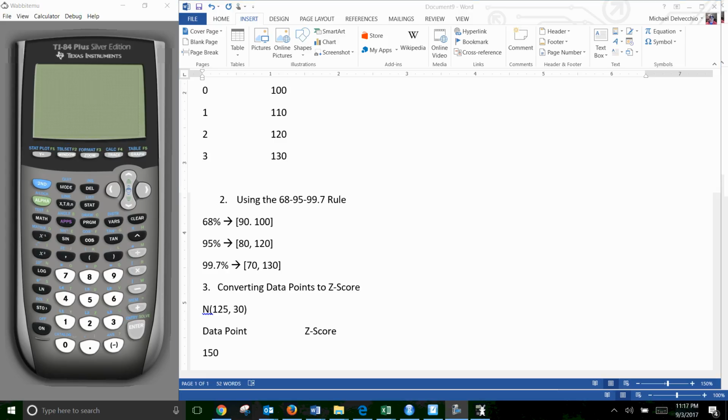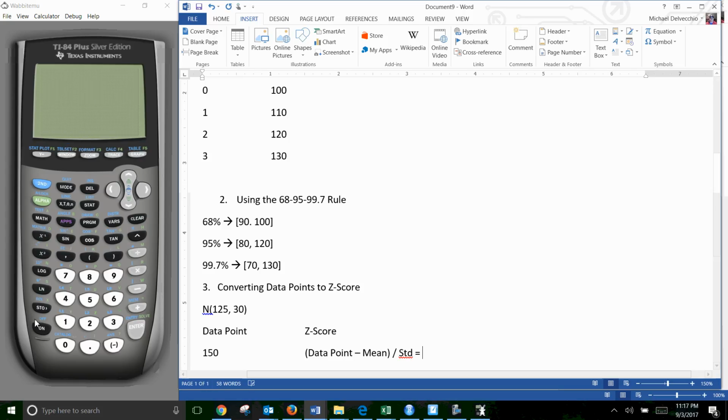Okay, in this next problem, we're going to want to go from data point to z-score. Here we can see that the data is normal with a mean of 125 and a standard deviation of 30. So here our data point is 150. So we have this formula that says we take the data point, we subtract the mean from it, and we divide by the standard deviation.